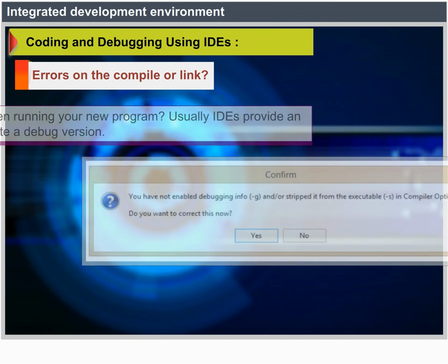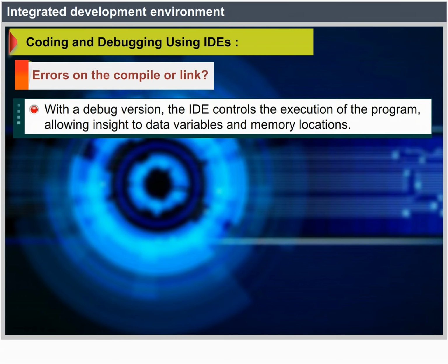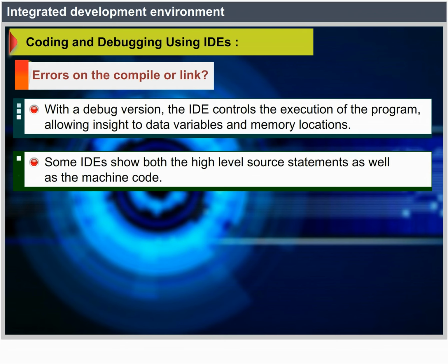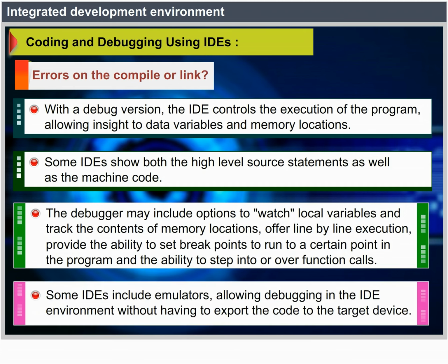Problems when running your new program? Usually IDEs provide an option to create a debug version. With a debug version, the IDE controls the execution of the program, allowing insight to data variables and memory locations. Some IDEs show both the high-level source statements as well as the machine code. The debugger may include options to watch local variables and track the contents of memory locations, offer line-by-line execution, provide the ability to set breakpoints to run to a certain point in the program, and the ability to step into or over function calls. Some IDEs include emulators, allowing debugging in the IDE environment without having to export the code to the target device.